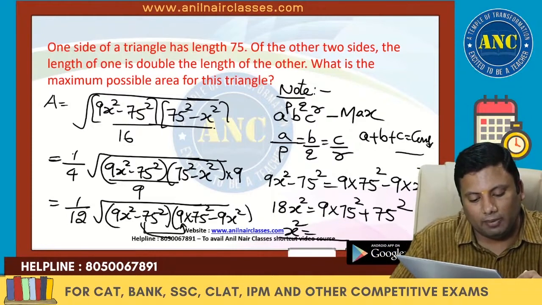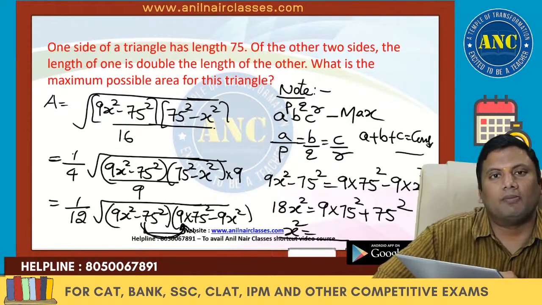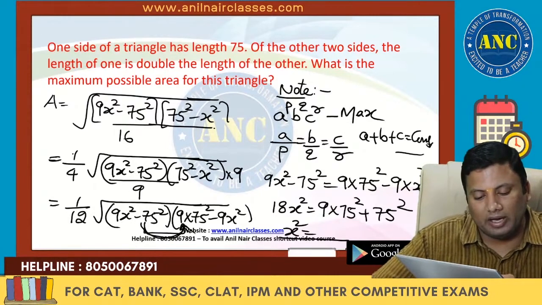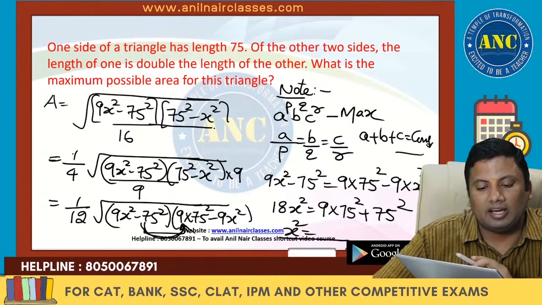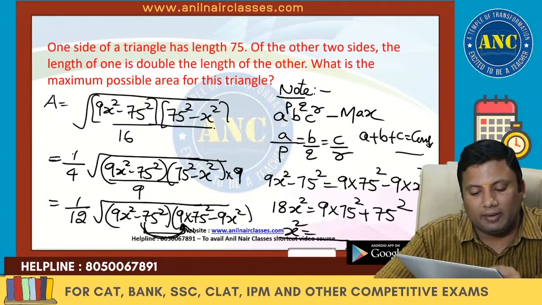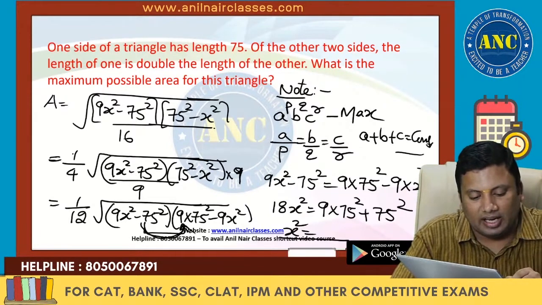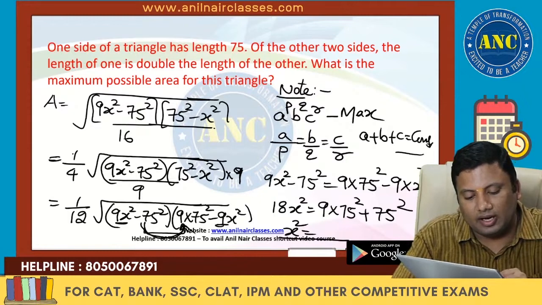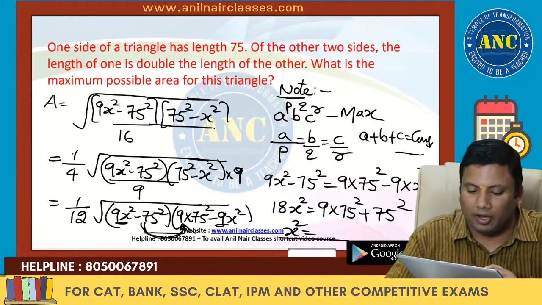Product of the variables should be maximum. For the product to be maximum, sum of the variables should be constant. If I take like this, 9x square minus x square, I am getting a variable. So I multiplied it and divided by 9. 9 into 75 square minus 9x square plus 9x square minus 9x square cancelled out, this will be the same. I hope it is clear.